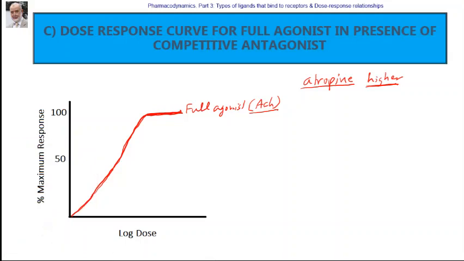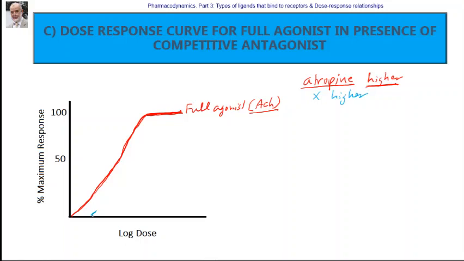At the very beginning, atropine is present in higher concentration because we said it is a competitive antagonism. What does competitive mean? Both the agonist and the antagonist compete on the same receptor. At the very beginning, atropine is present in higher concentration. Therefore, acetylcholine will produce no response.